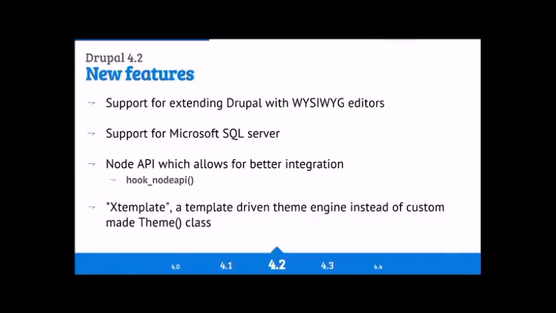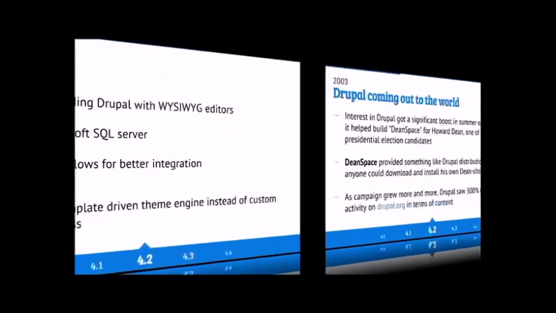We also got Node API, so we can better integrate the nodes. I think if anybody worked with Drupal 6, this was highly used. Later it was replaced with hook entity operation hooks. We are starting to see xtemplate. This was a theming template, which started to replace the custom-made theme class that was used for the Drupal themes. Later, this xtemplate will be replaced by PHPTemplate.